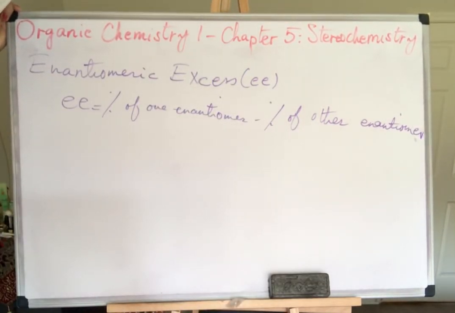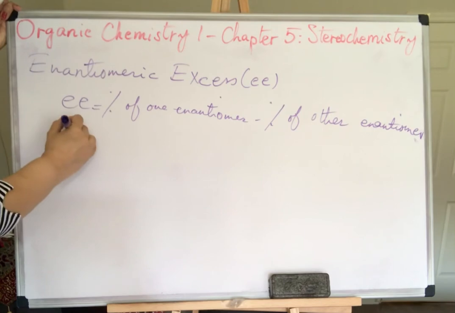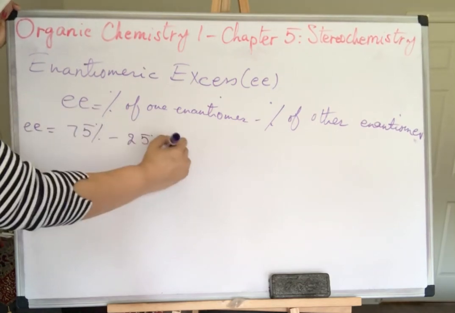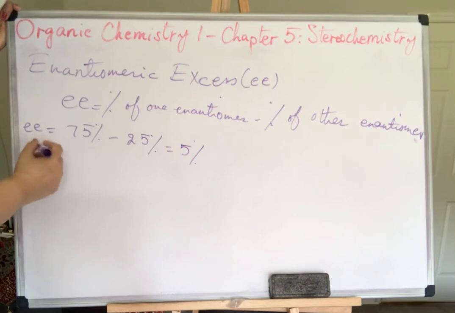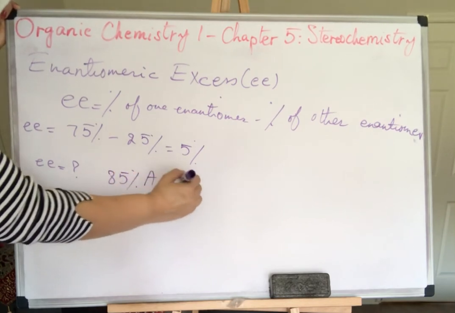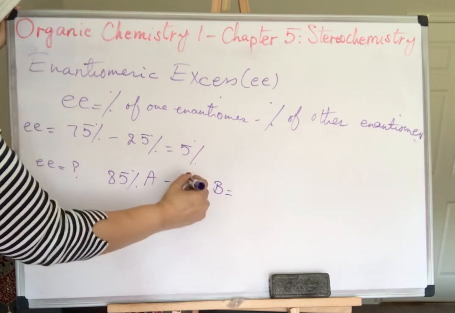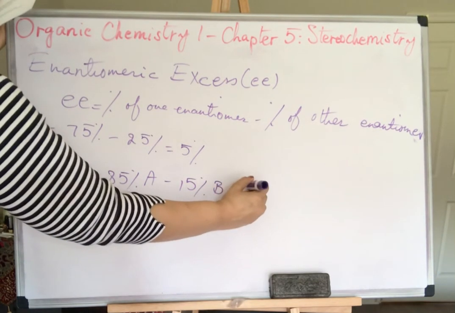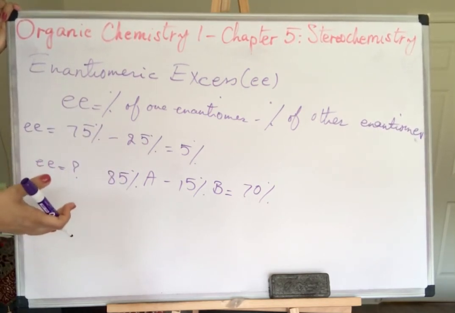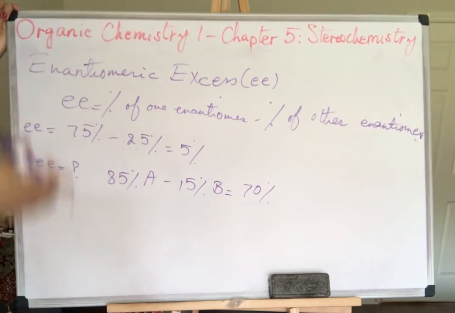Let's see the examples, the practices. If the sample is 75% of one enantiomer and 25% of another enantiomer, then EE is going to be 50%, right? The practice is, what is the EE for a sample that contains 85% A and 15% B? So 85 minus 15 is what? 70. Right? 70% of A is excess. Do you remember limiting reactant in general chemistry? Here it is a limiting or excess enantiomer in organic chemistry.